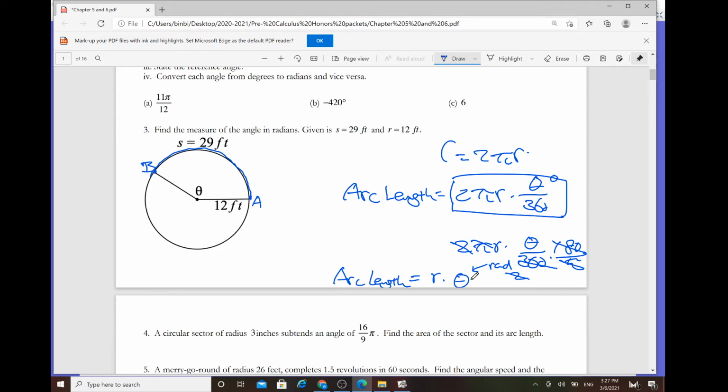So this one right here, we have the arc length, which is 29 feet, and the radius is 12 feet. And find the measure of the angle in terms of radians. So using the new formula, arc length equals r times theta. The radius is given already, 12, arc length 29, theta we don't know. So theta equals 29 divided by 12. And there's no need to round it, just leave it like that. You can convert it to a mixed number, but just keep it this way, in radians.